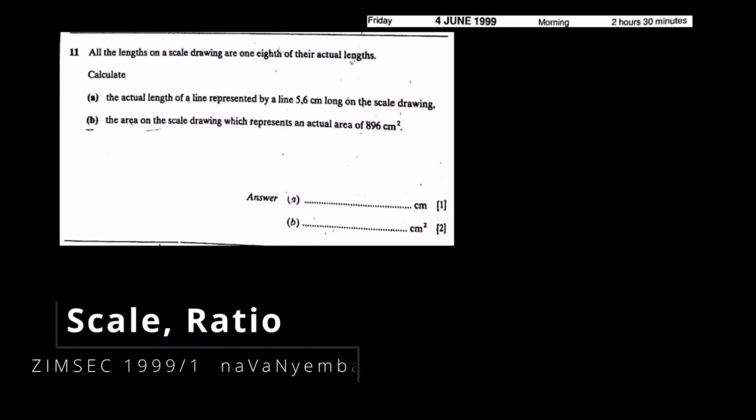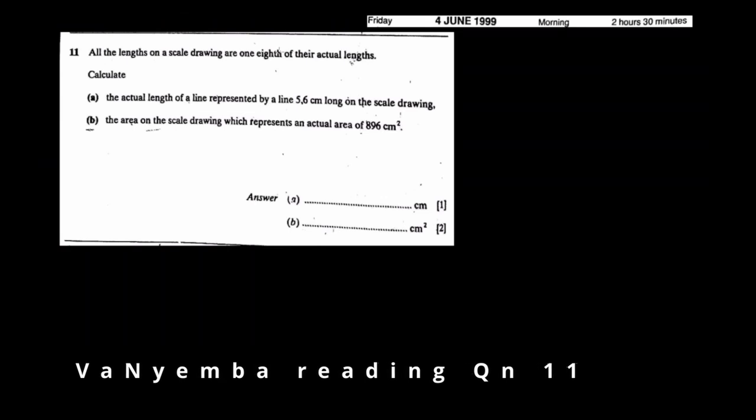Zimbabwe Schools Examination Council Ordinary Level Mathematics, a paper written on the 4th of June 1999, paper 1. We are now at question 11. All the lengths on a scale drawing are 1/8 of their actual lengths. Calculate A, the actual length of a line represented by a line 5.6 centimeters long on the scale drawing.